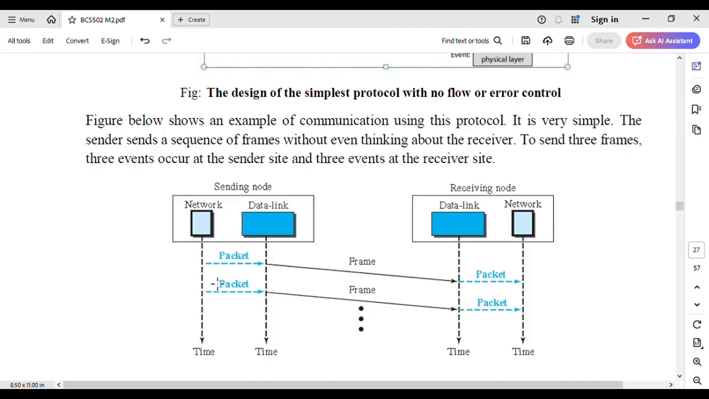So here we get a packet from the network layer to the data link layer, and the frame is sent. Again, with respect to the receiver, the data link layer extracts a packet and delivers it to the network layer, like that 1, 2, 3, n number of frames are sent from the sender to the receiver.